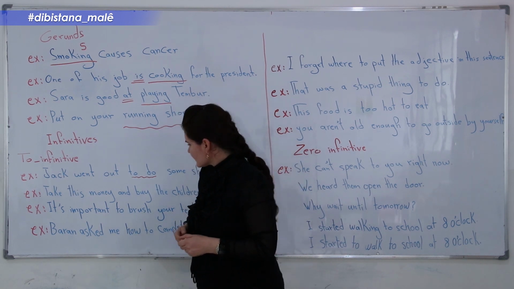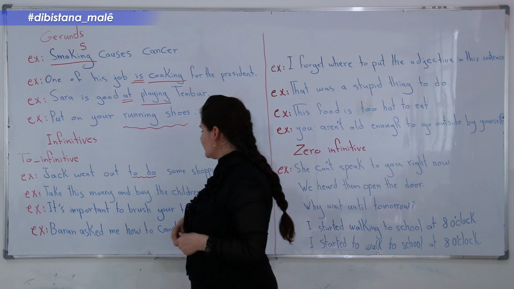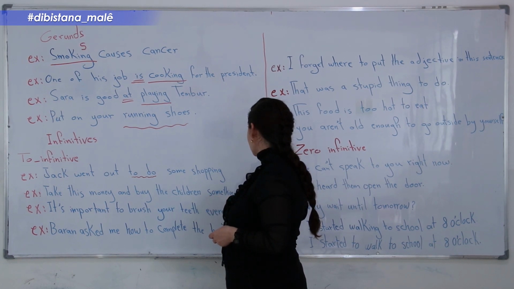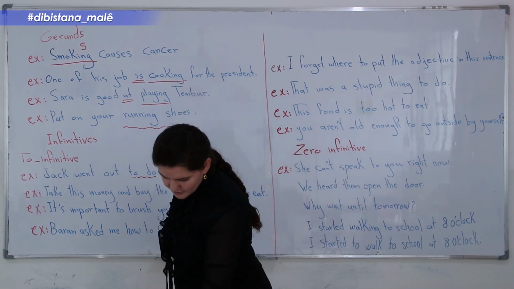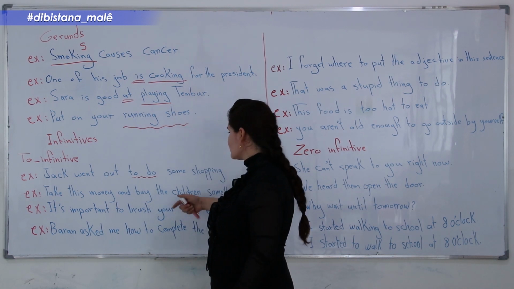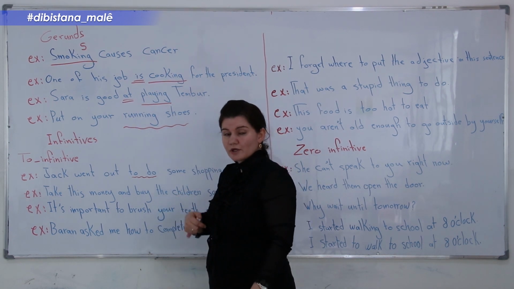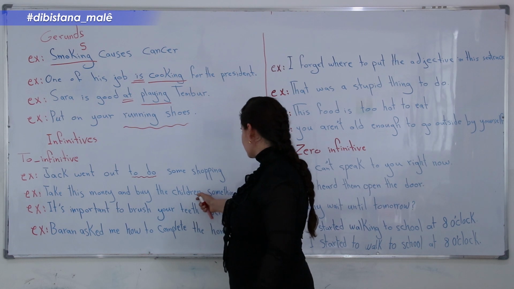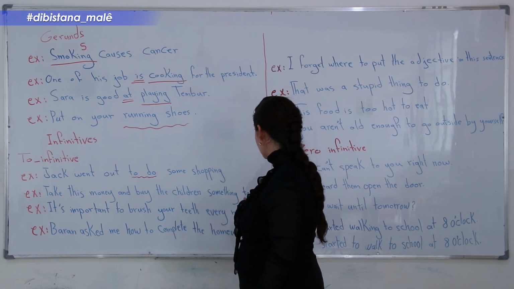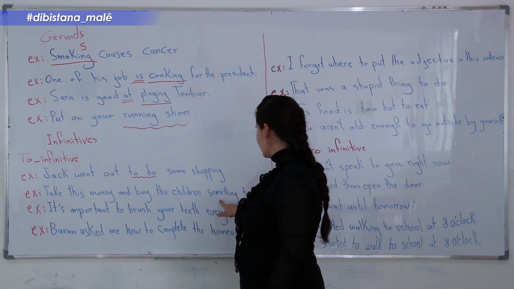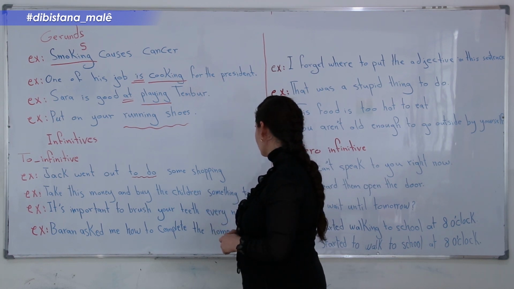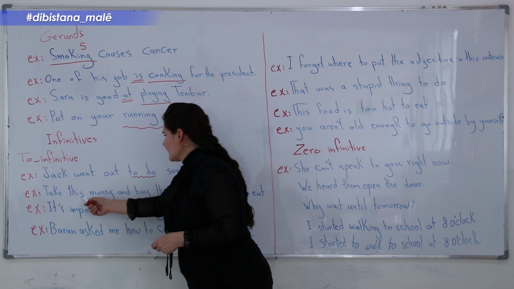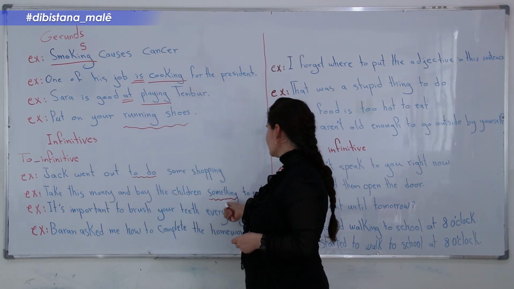The second use, let's see the second use. The example is: Take this money and buy the children something to eat. So the second use is to show how something is used or how something will be used. And in this example, it should be preceded by a noun or a pronoun. Here we have a pronoun, which is something.